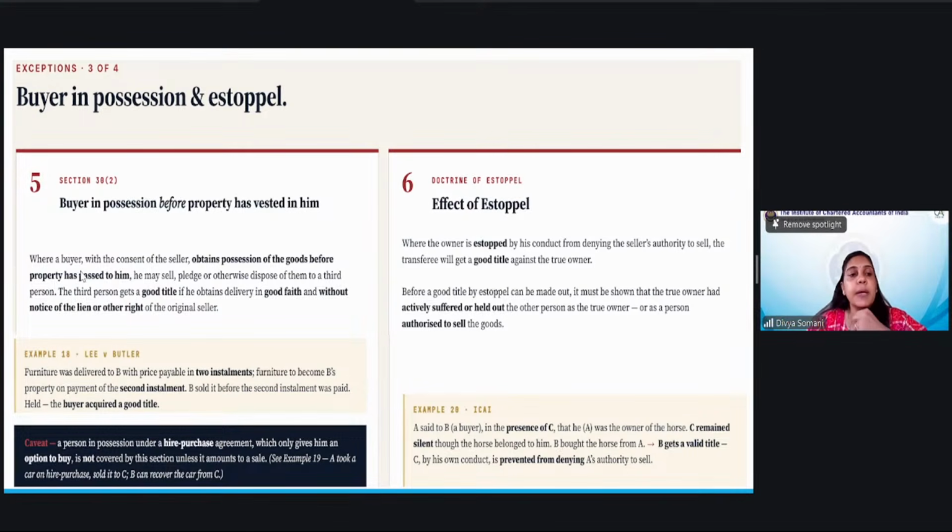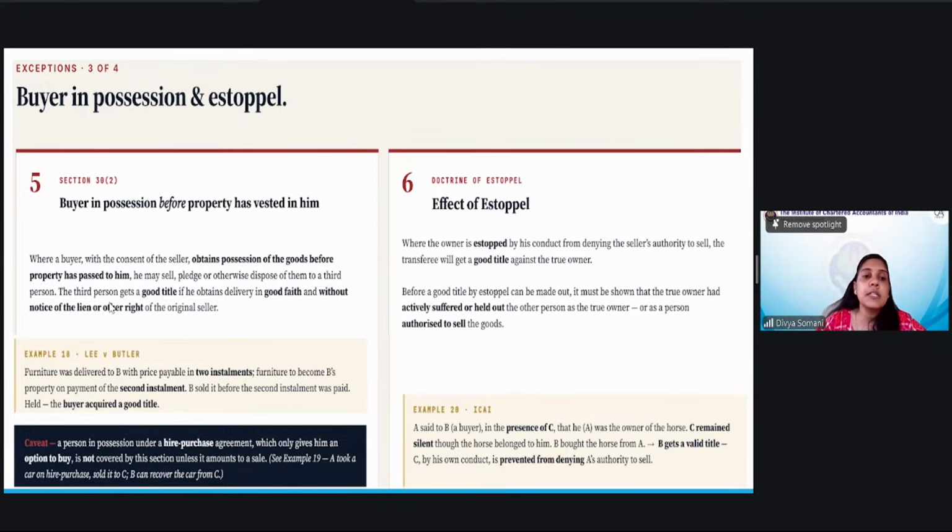Let us see the theory part. Where a buyer, with the consent of the seller, obtains the possession of the goods before the property has passed to him. So with the consent of the seller, you are holding the goods, and now you are further selling or giving it on a pledge, or by any way you are disposing it to the third party.